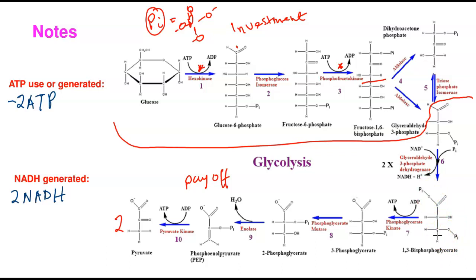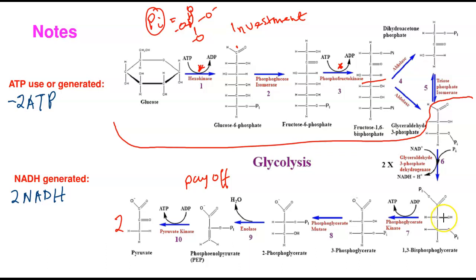Step 7 is called substrate level phosphorylation. This is the first step that generates ATP. This type of phosphorylation is different from what happens in the mitochondria, which is an aerobic process. This is an anaerobic process. No oxygen is involved. This type of phosphorylation is called substrate level phosphorylation.